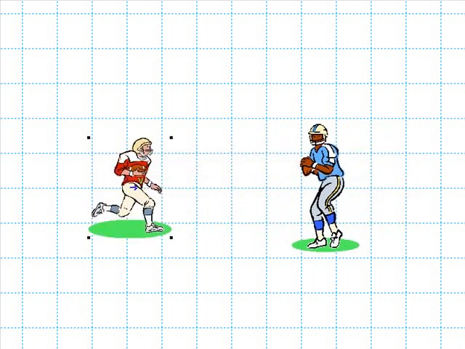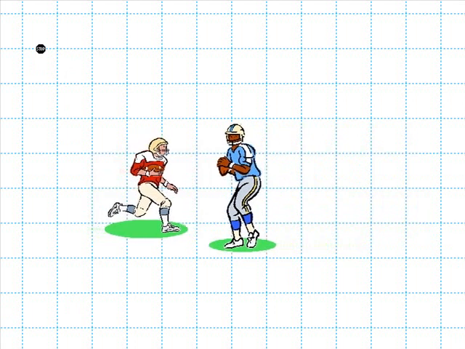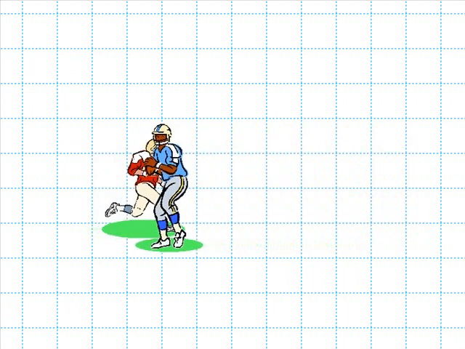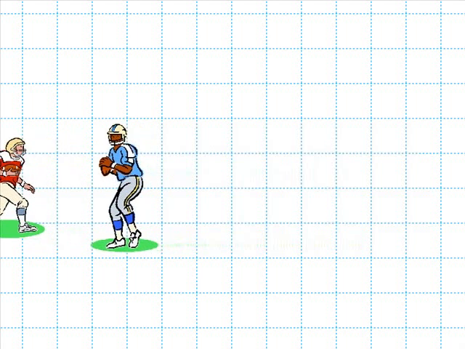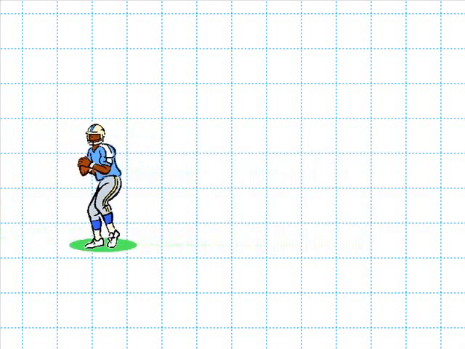So here we have the quarterback running at the linebacker, who seems to be just standing in the way. And again, the linebacker in this case receives the force, but the quarterback is also being slowed down. He is not running as fast as he used to.